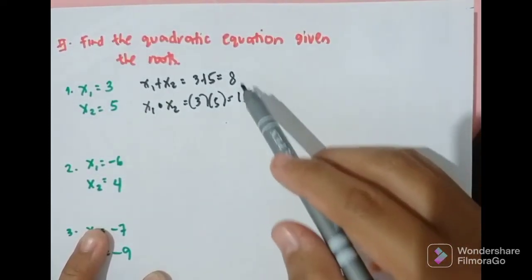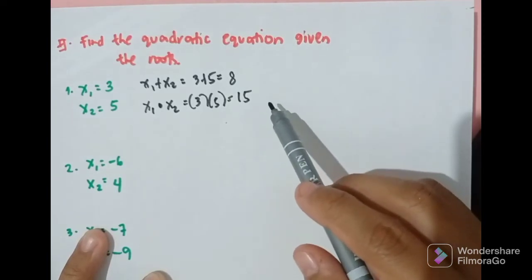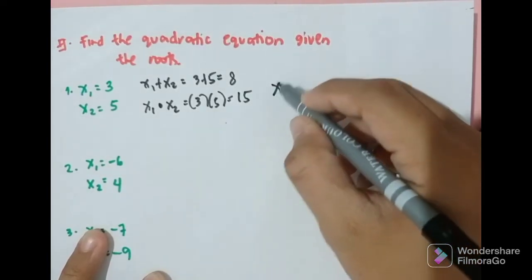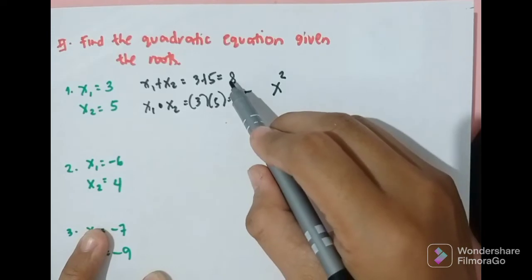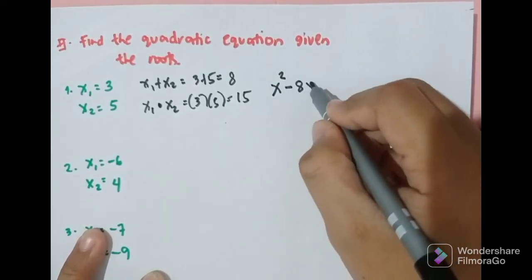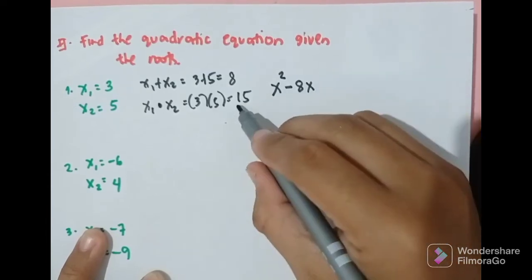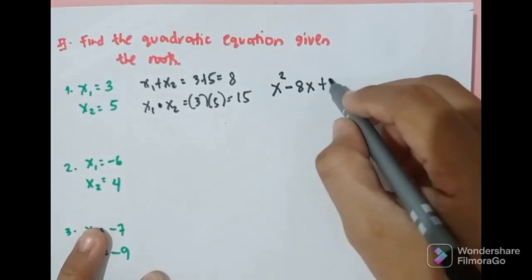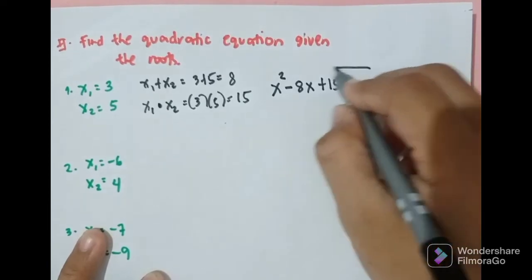So, since meron na tayong sum and product, ilalagay na natin siya sa equation. Ulit, x squared. Tapos, kung si sum ay positive, pag nilagay natin, may negative 8. So, laging may x si sum. So, since plus naman si product, so lagay natin plus 15 and this is equal to 0.